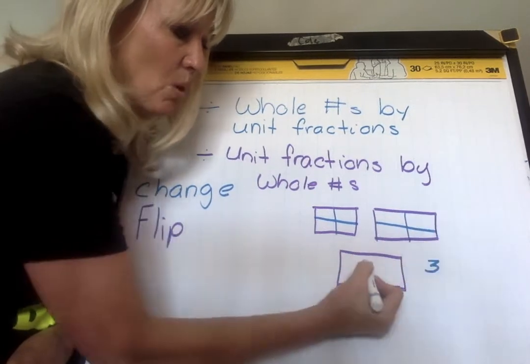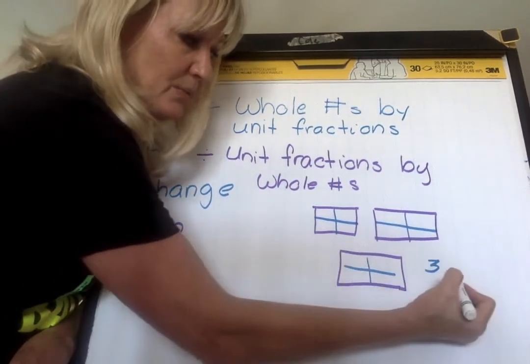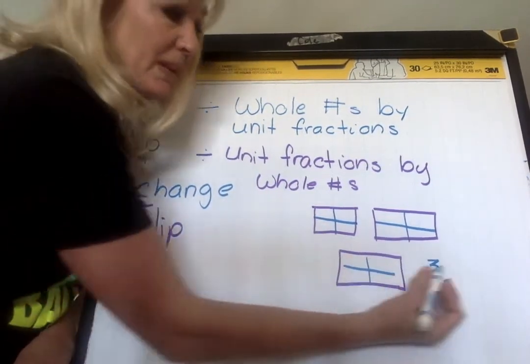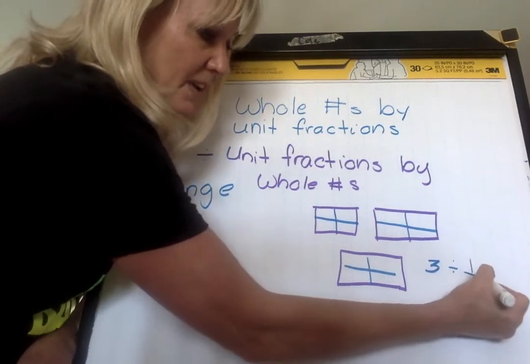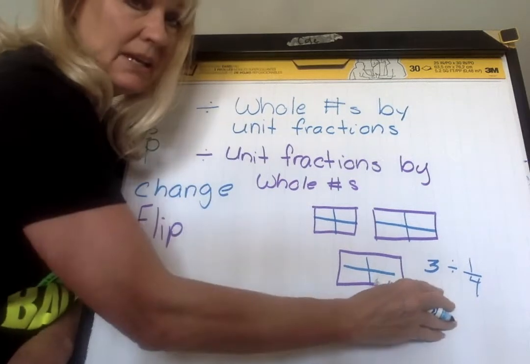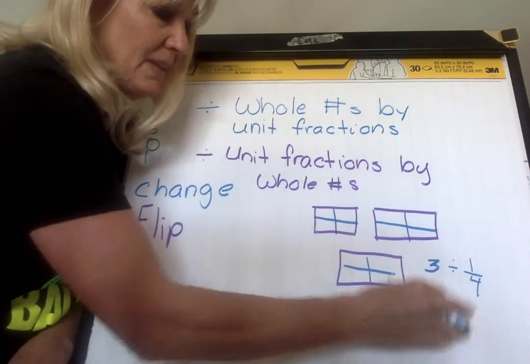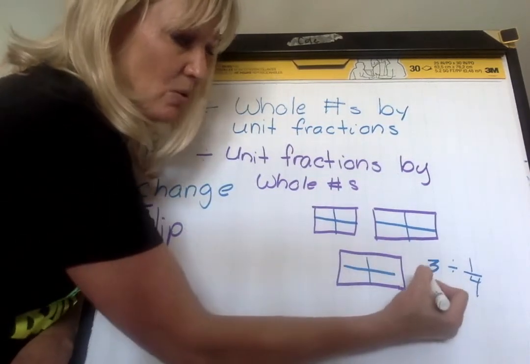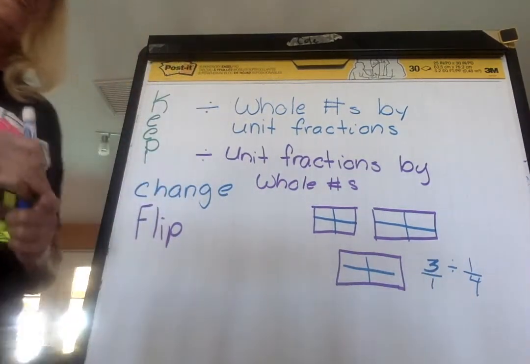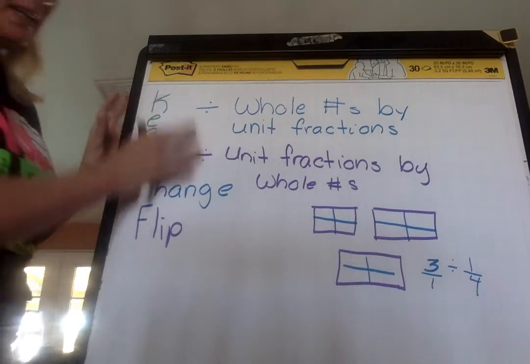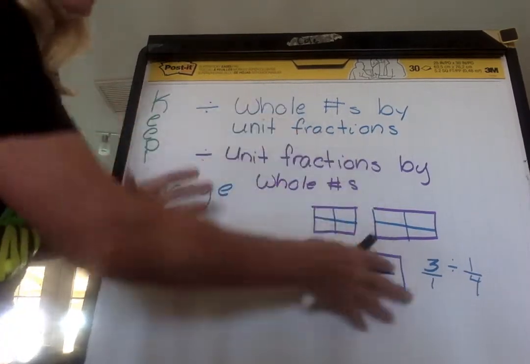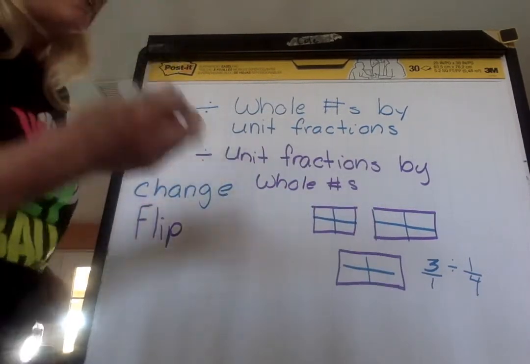Now I'm getting multiple pieces. That's why I'm going to switch from division to multiplication. So I'm starting off with 3, and I'm dividing it, or cutting it up, into fourths. As always, I'm going to take my whole number and put it over 1. Now, here's where I begin my strategy. It makes it a lot easier for me. I don't have to see a picture because I know how to do this.